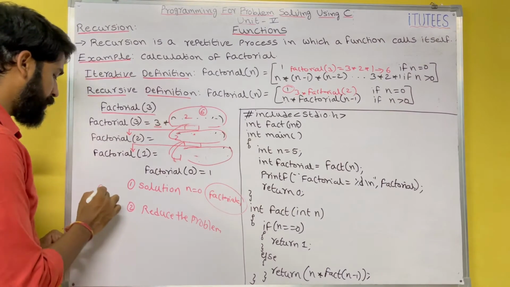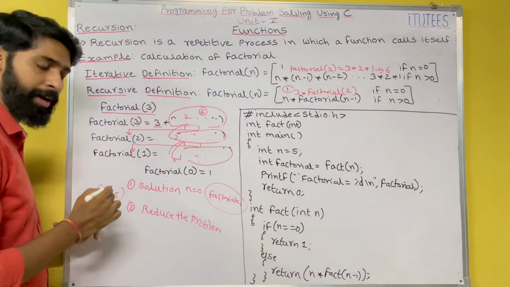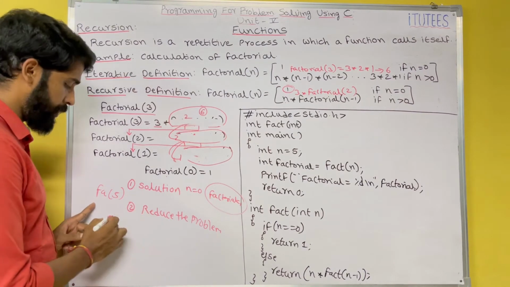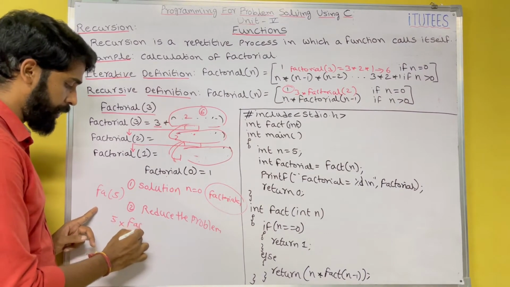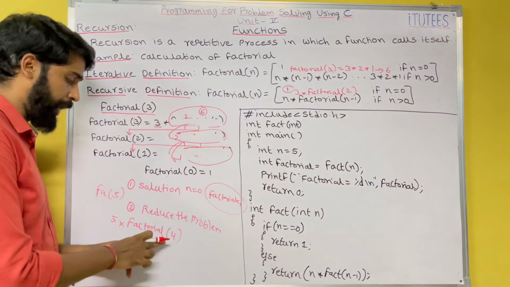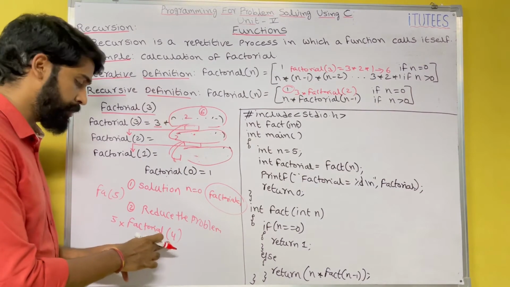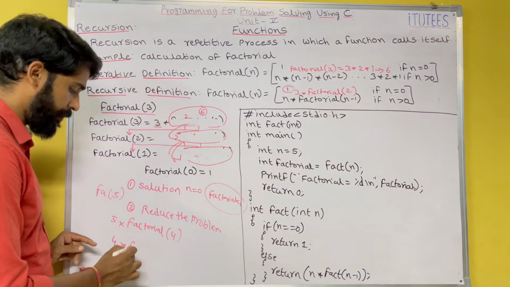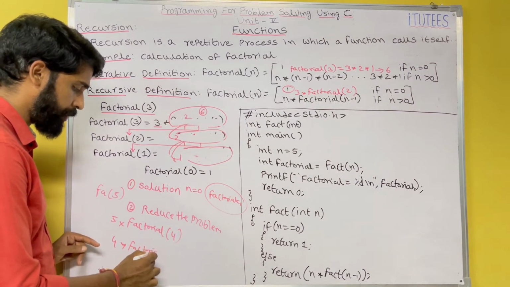If I call factorial of 5, now we don't know the solution, so reduce the problem: 5 into factorial of 4. So what is the factorial of 4? We don't know. So reduce the problem, like 4 into factorial of 3.